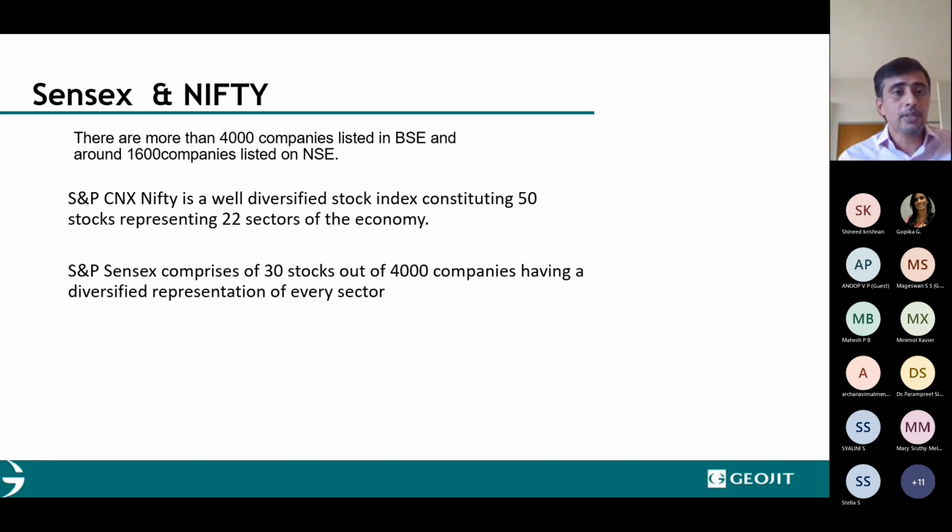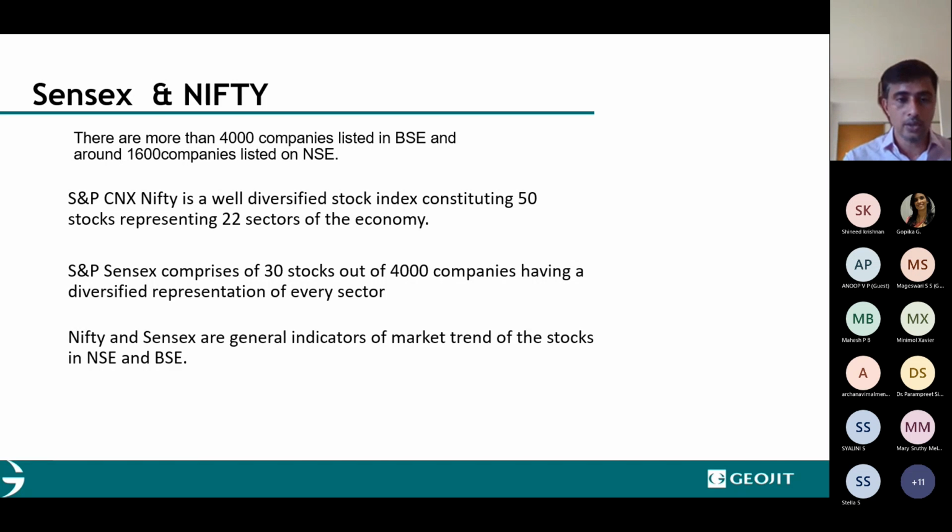Similarly, Sensex represents the index of the Bombay Stock Exchange. And so these are also represented by the same concept as Nifty. The only difference is that in Nifty it is 50 stocks, whereas in Sensex it is 30 stocks which are taken into consideration. So these are general indicators. Nifty and Sensex are not the only indices provided by the exchange, but these are the only major indices in the market.